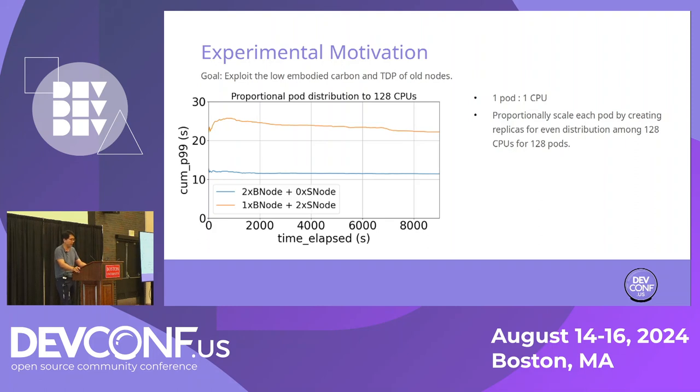So after running this for about 3 hours, it averaged about 10 seconds for its P99 latency. And in the other, we have another experiment where we run with one of the high-end nodes and two of the lower-end nodes. So it's still 128 CPUs, because each of the lower-end nodes has 32 CPUs. And I basically redo the same experiment. And we see that there's a big gap in performance, right? So it's about 2 times worse at about 20 seconds for the P99 latency.